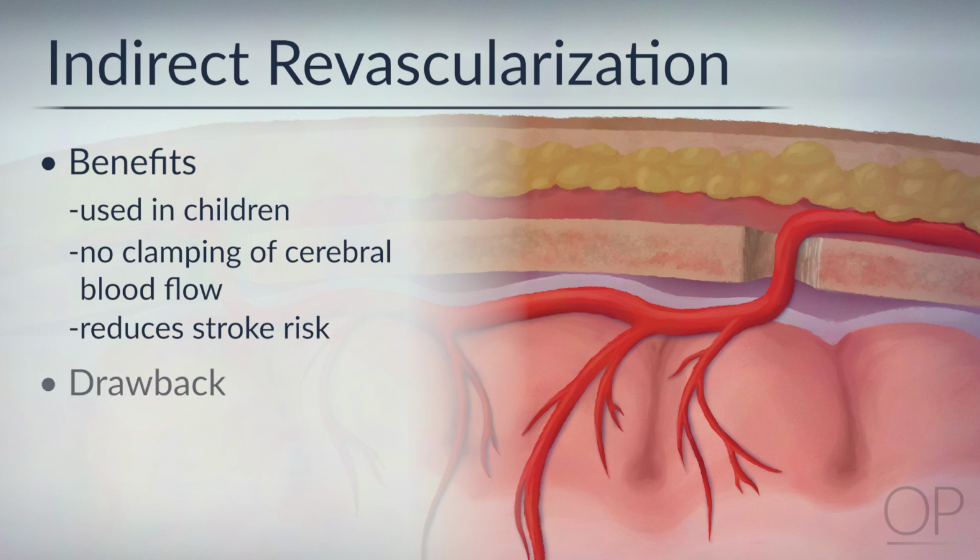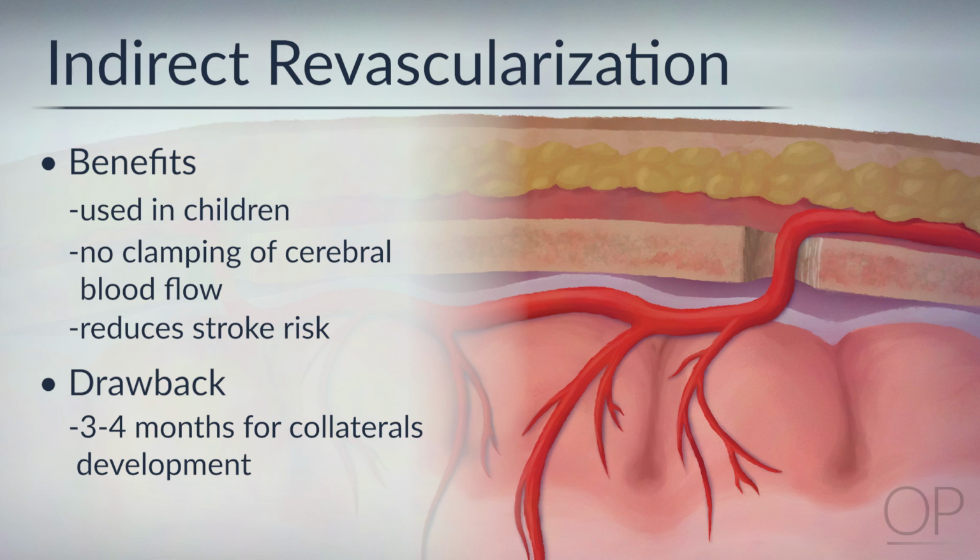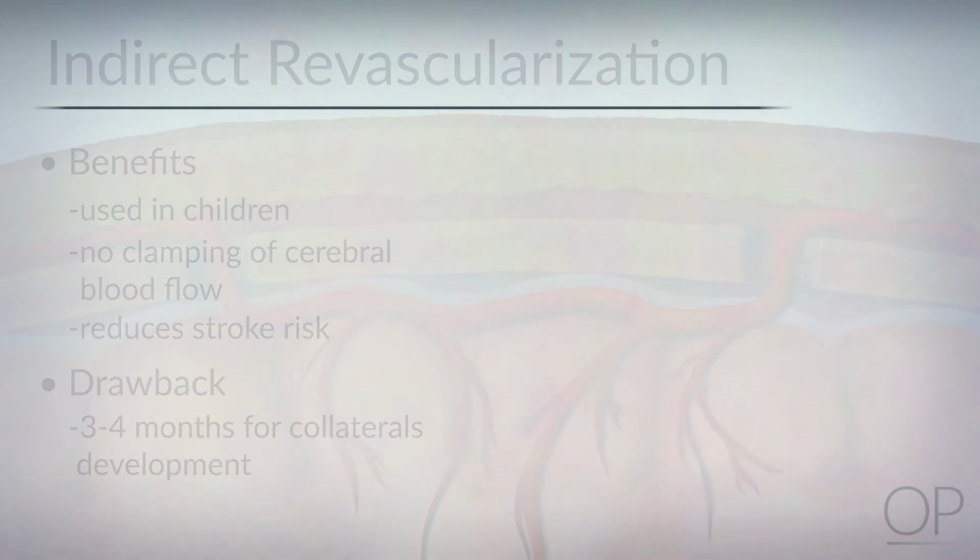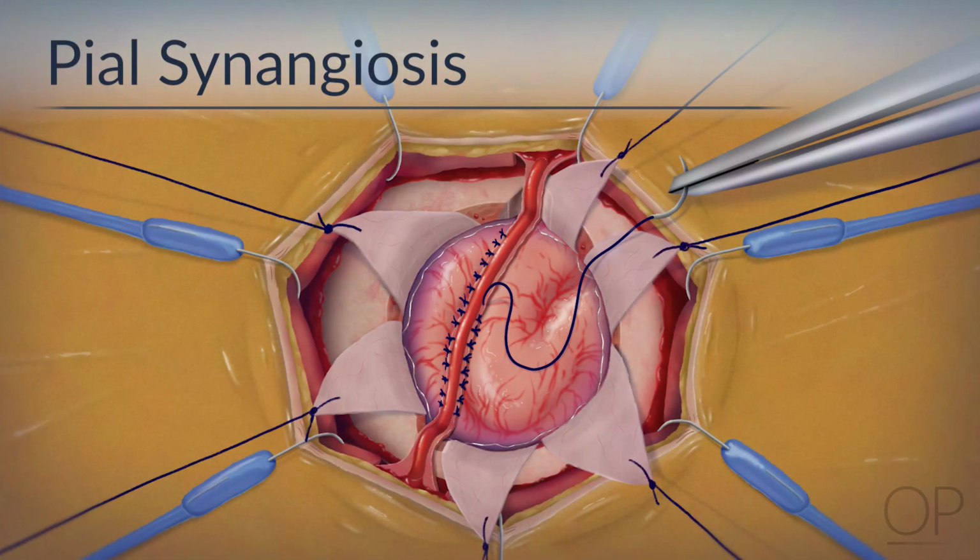The drawback of this technique is that it takes 3 to 4 months for collaterals to develop, during which time patients are still at elevated risk for stroke. Pial synangiosis is a commonly used indirect revascularization technique developed by Dr. Michael Scott and the neurosurgeons at Boston Children's Hospital, and will be the technique focused on in this video.